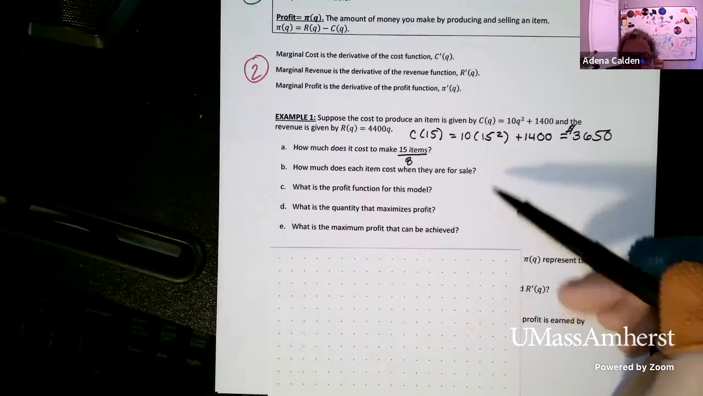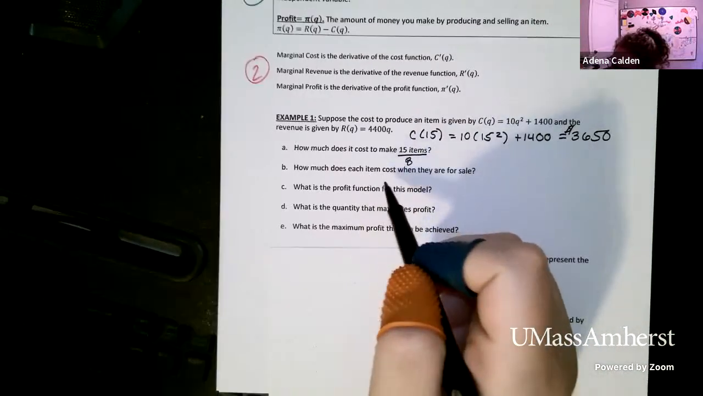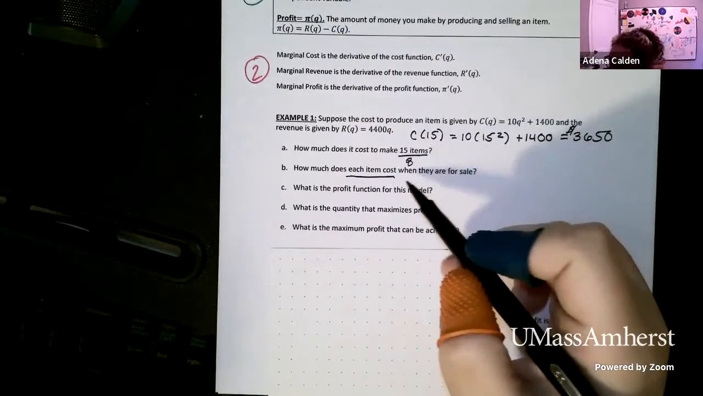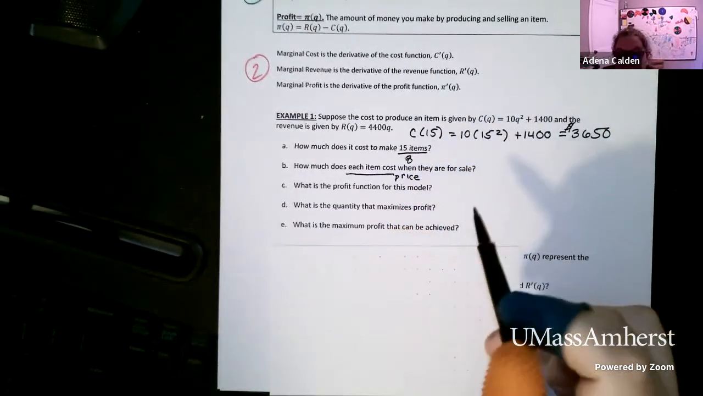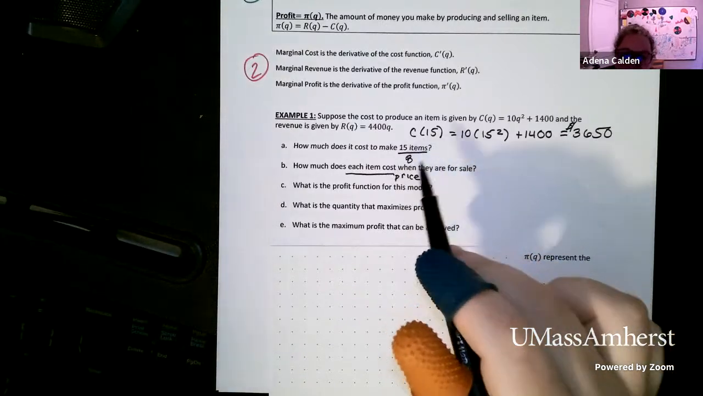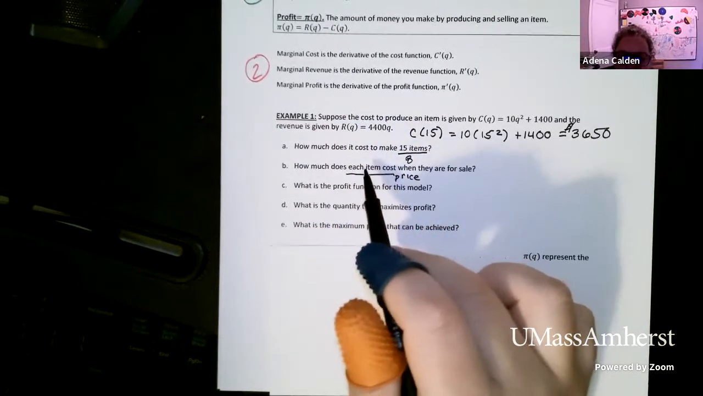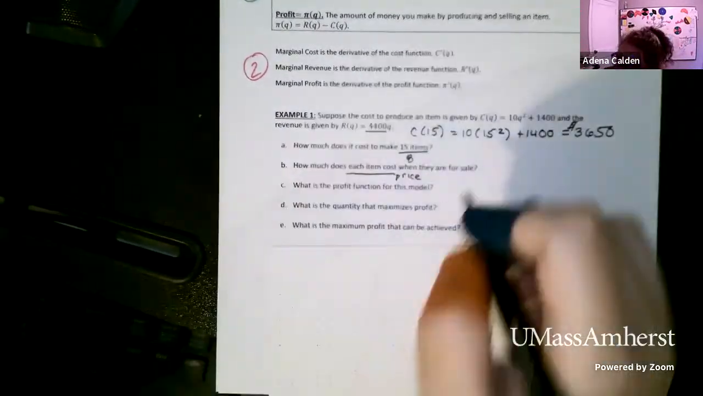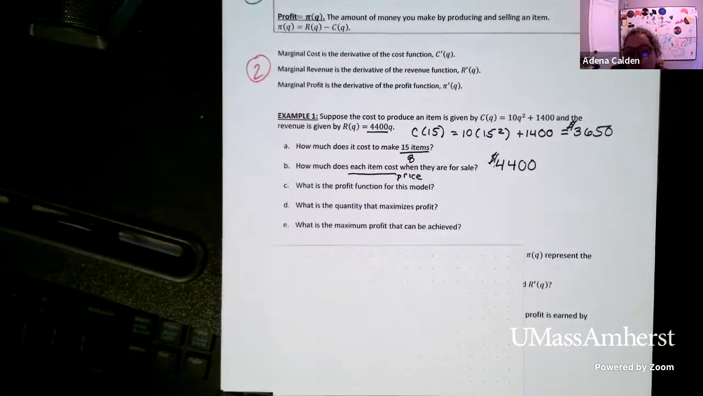For part B, the wording on this is a little tricky. So it says, how much does each item cost when they are for sale? So we see this word cost, and you may think cost function, but we're talking about actually the price, right? So this is a sort of sneaky way to ask about the price. What is the price of an item when they are for sale? So if we're talking about when something is for sale, we're talking about revenue, right? That's when we're selling our item. So the cost of the item, which is the price, is the constant in the revenue equation. So we are selling these for $4,400, and that is the cost to the buyer.